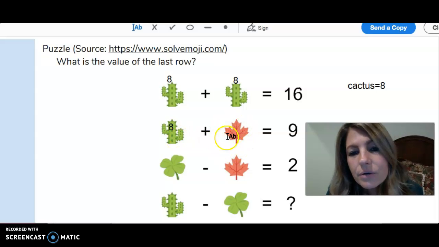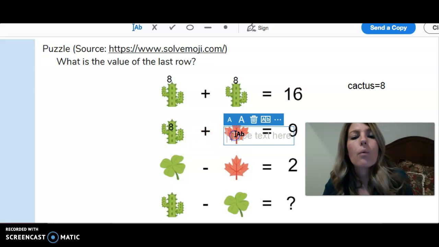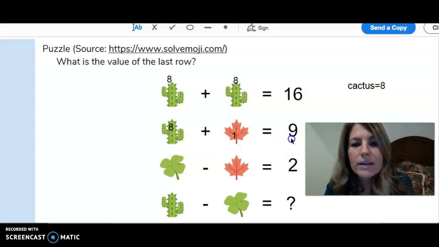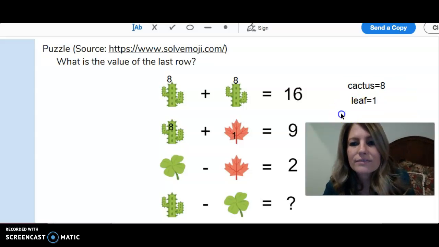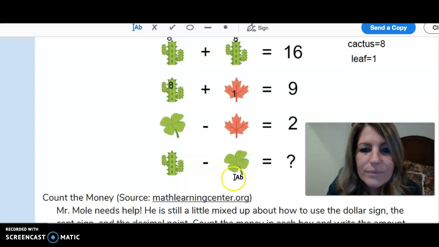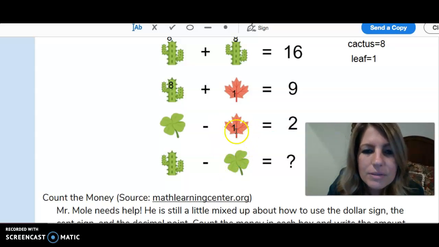But I still don't know how much this leaf is worth. 8 plus what would give us 9? 8 plus 1 would give us 9. So we know that the leaf is worth 1. Okay, we're starting to figure this out here. Now we know that the leaf is worth 1. That's going to help us right here.